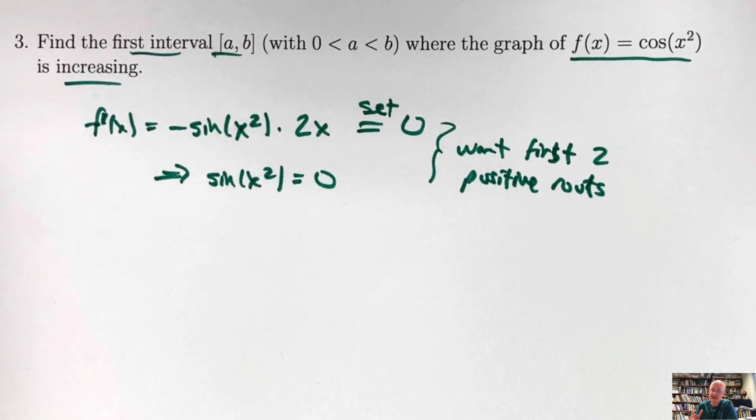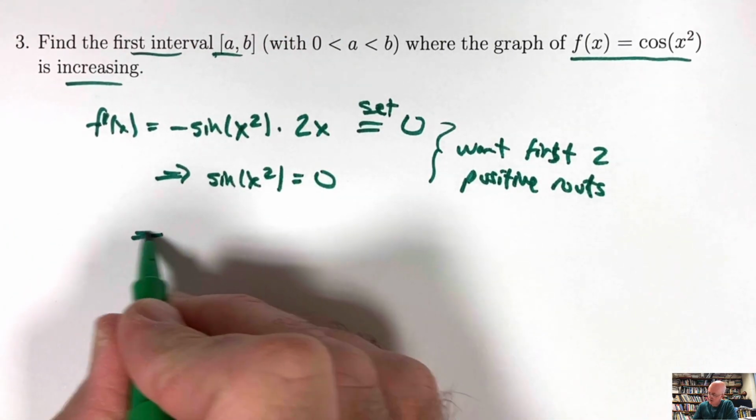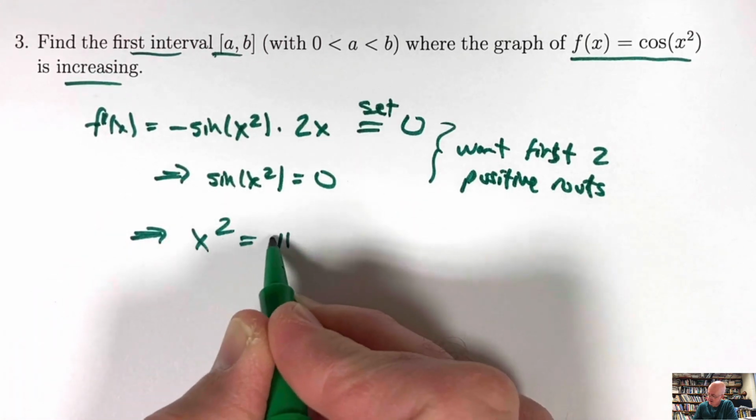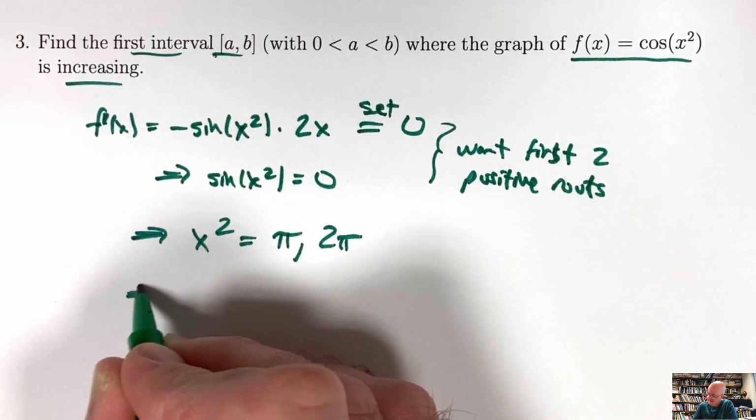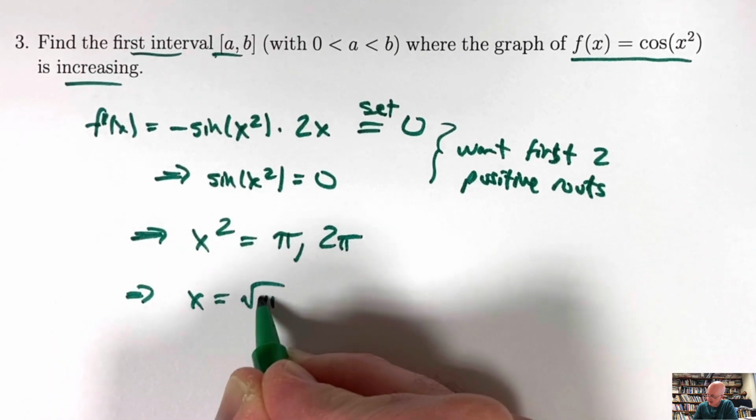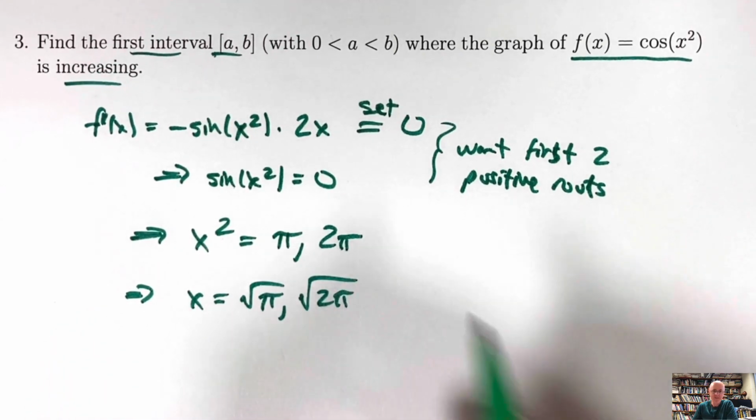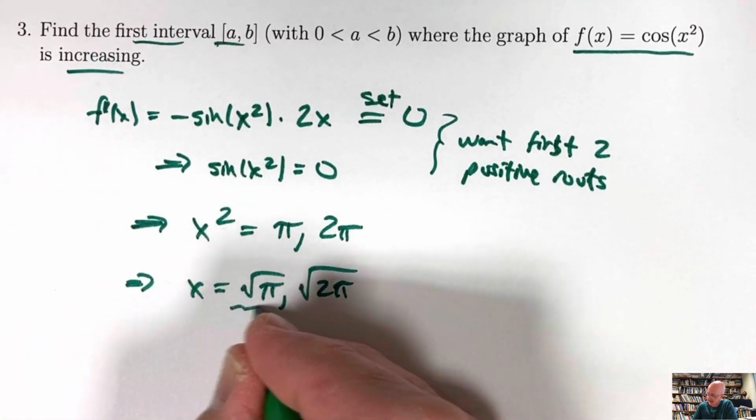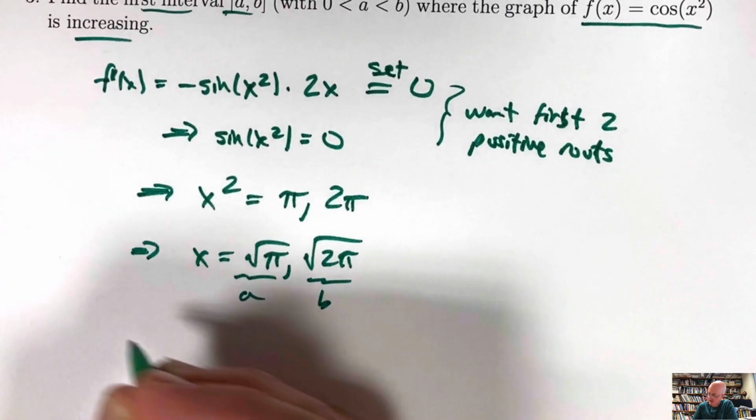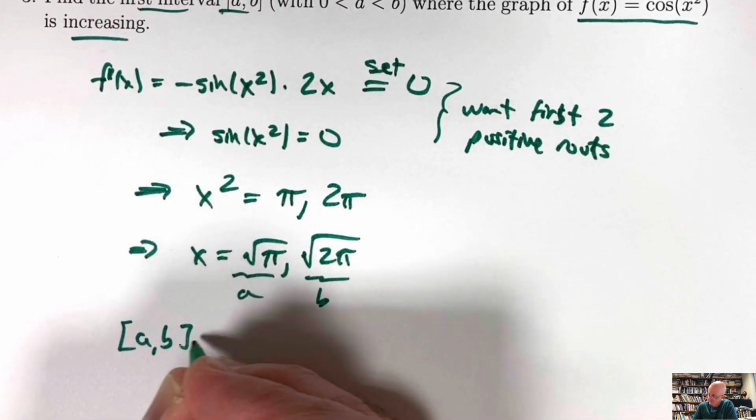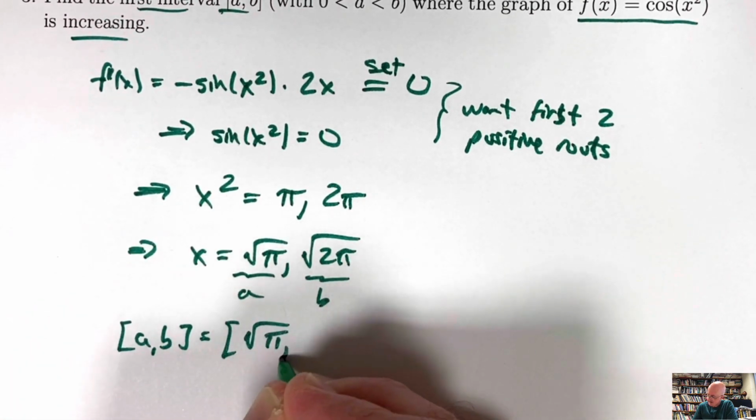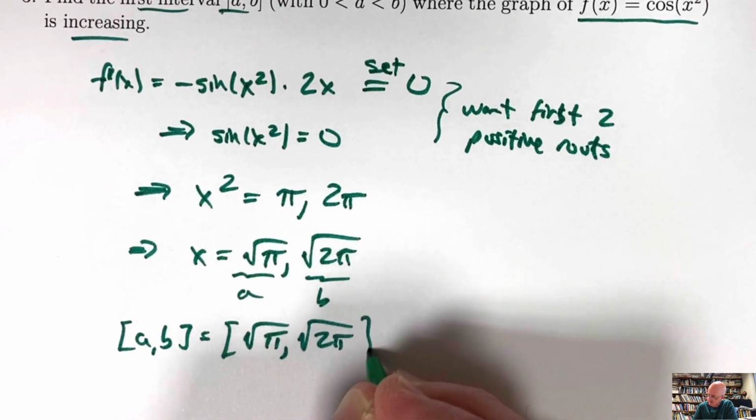For the sine function itself, its first positive root is at pi, right? Input is in radians. Sine graph goes up, then comes down at pi. Then it goes down, back up, and reaches 0 again at 2 pi. So this is going to occur when x squared is pi or 2 pi, meaning x itself is square root of pi and square root of 2 pi. That means this is the a and this is the b. And so the interval that we're after from a to b is square root of pi, comma, square root of 2 pi. That would be the answer.